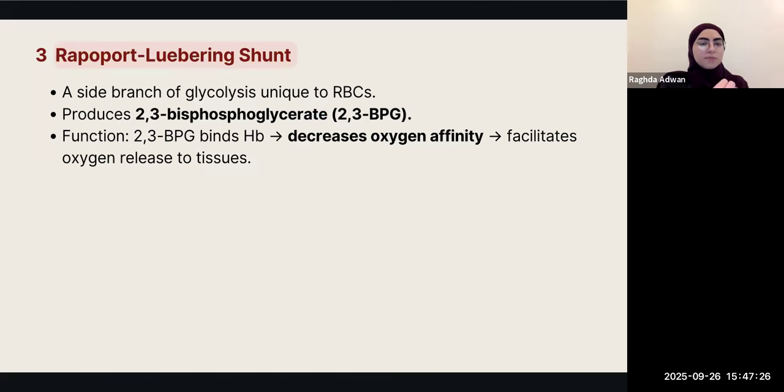Because it binds to hemoglobin. It's going to decrease oxygen affinity. It's going to go to hemoglobin, and the hemoglobin is going to go like, khalas, I don't want the oxygen anymore. Oxygen is going to detach. And we want this because oxygen needs to be released to the tissues. We don't want hemoglobin to hold on to oxygen forever. Hemoglobin needs to let go of the oxygen. How does it let go of oxygen? Because of 2,3-BPG. Simple? It's pretty straightforward. This one doesn't need a lot of thinking. The Rappaport-Luebering shunt is used to make 2,3-BPG, which allows oxygen to detach from hemoglobin.